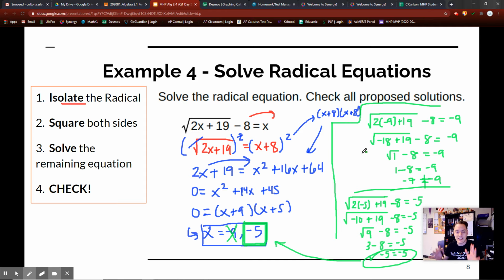So go ahead and take a screenshot or pause the video, get that down. But you basically check it like normal, and then you find that negative 9 is an extraneous solution. Negative 5 is my actual solution. You could technically plug it on Desmos as well. Let's go on to the next example.